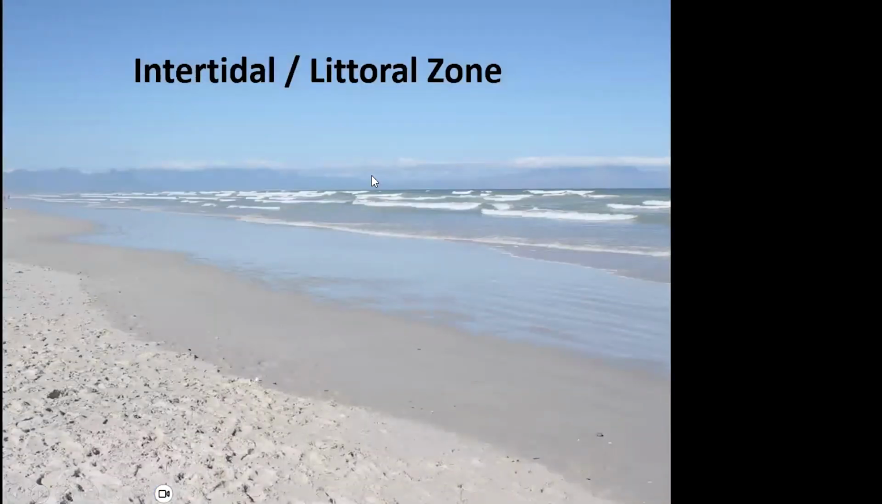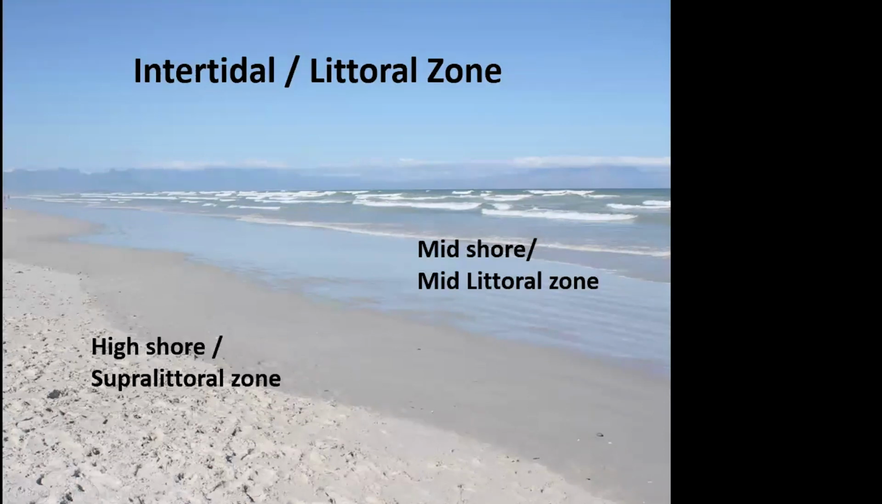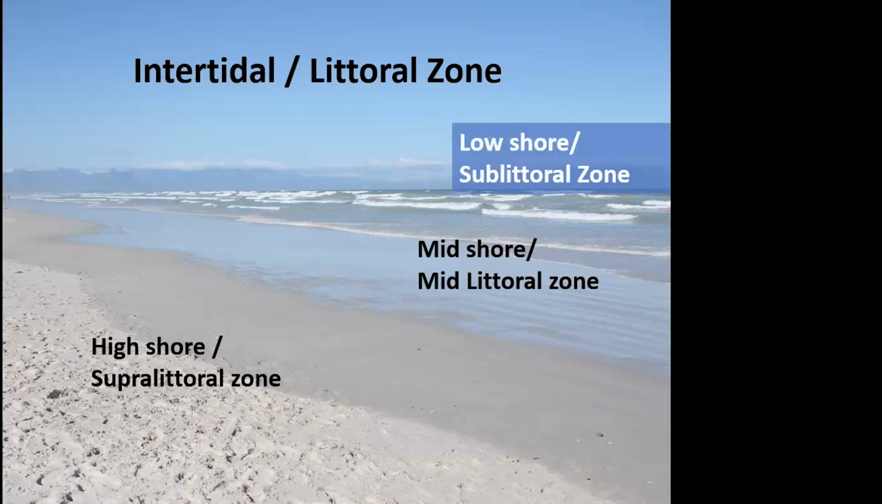So in context, on a photograph, where would that sit? High up on the shore, a little bit beyond that to the left, I would say. So that's your high shore, your supralittoral zone. Where the waves are slowly coming in, that would be your mid shore or your midlittoral zone. And then far beyond that would be your low shore or your sublittoral zone, and that would only be exposed at a spring low tide.